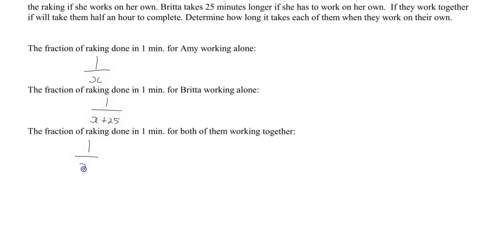Now we know if they work together, so if we add together the fraction that they can do, it'll take them 30 minutes, which means working together, they will do 1/30th of the work each minute. Okay? 1/30th of the work because it will take them half an hour together. All right, so x cannot be 0 or negative 25, which would make no sense anyways, right? Based on the context of the question, 0 or a negative would make no sense.